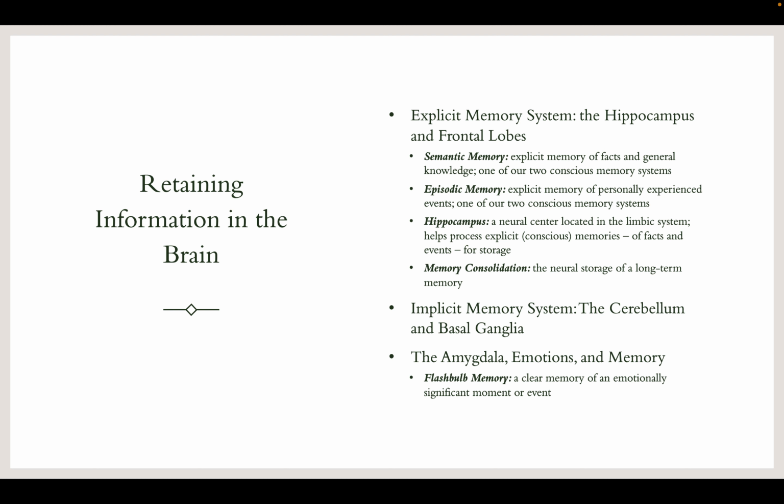Part of the storage process and retaining information for explicit memories is memory consolidation. This is the neural storage of a long-term memory. So as we are developing our memories, as our memories are being encoded and processed, they're consolidating in order to be put into the long-term memory storage.